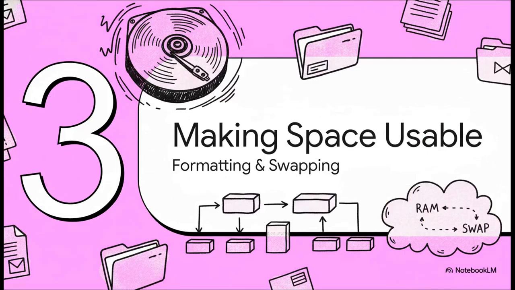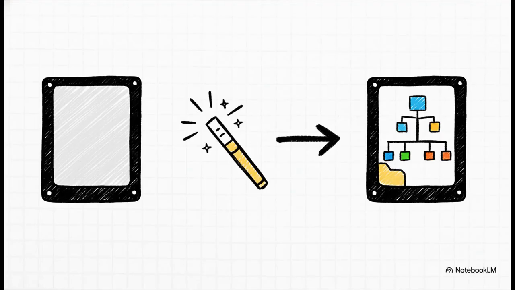All right, so our partitions are defined. Now what? Let's see how we actually make them able to store files and support our system. This is where we get into formatting and setting up our virtual memory, or swap. So, once you have a partition, you have to format it with a file system. And the command for that is mkfs, which is just short for make file system.